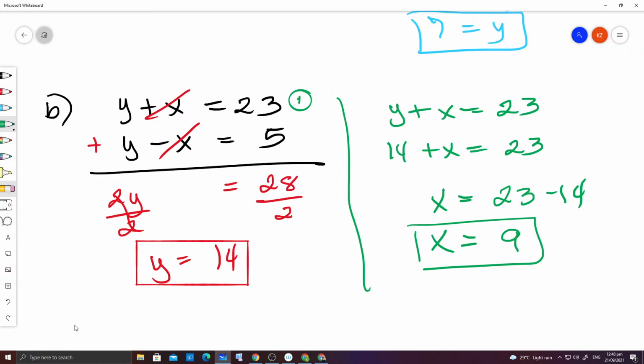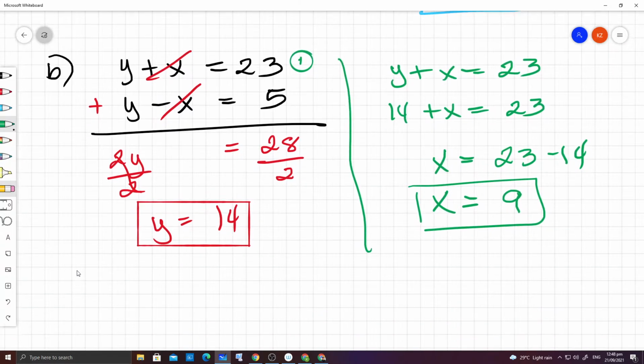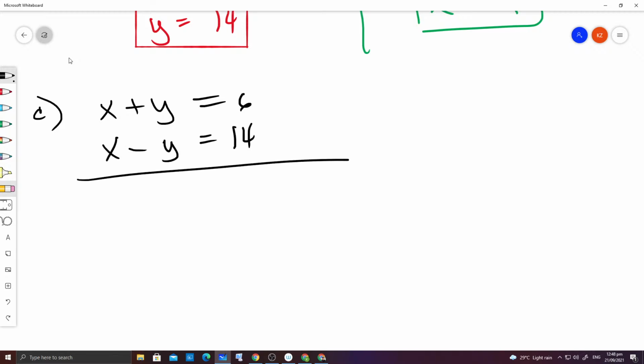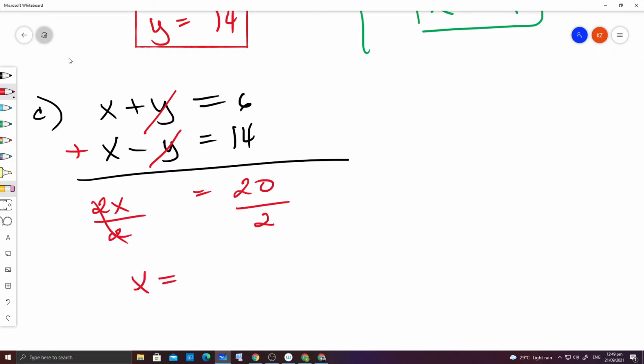Next, letter C. So x plus y equals 6, and then x minus y equals 14. So add, eliminate y, so we have 2x equals 20. So x is equal to 10.